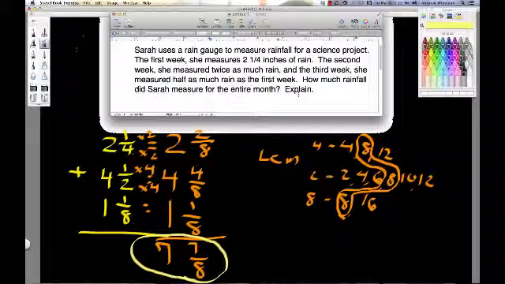So how did we do this? Well, we had to figure out how much rain there was. We knew for the first week. We had to figure it out for the second week. And that's our hidden question. How much rain fell the second week? Hidden question. How much rain fell the third week? And then from that information, we figured out how much rain fell for the entire month. Now, it's a little tricky that they say month. However, they only gave us 3 weeks. So that's what they expected us to figure out, the 3 weeks, and only the 3 weeks.